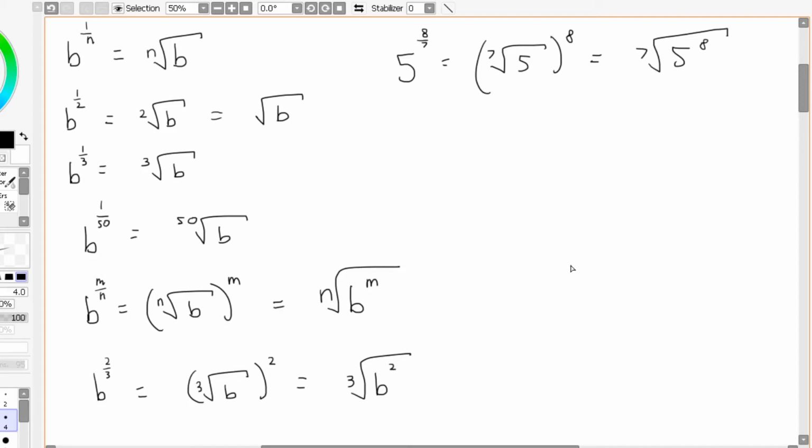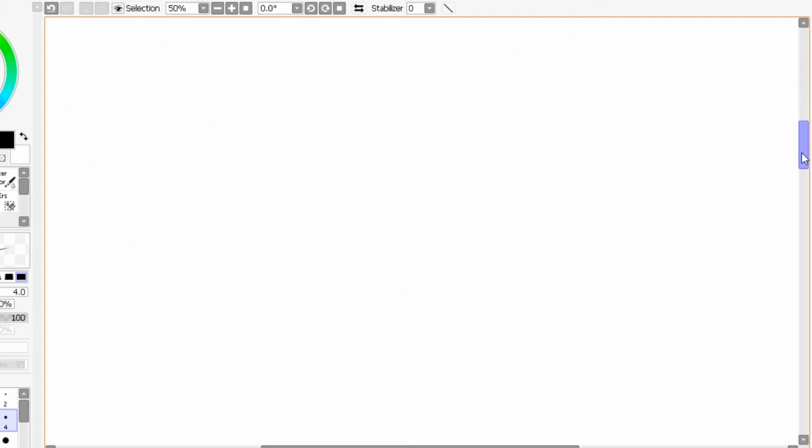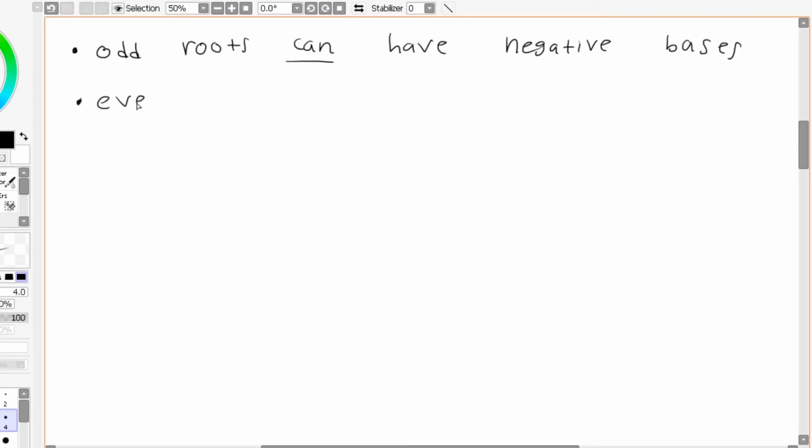For example, I'm going to write this one down. Odd roots can have negative bases, but even roots can't. We can take a look at an example to see why that is.